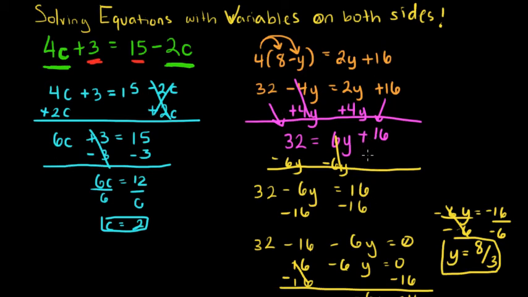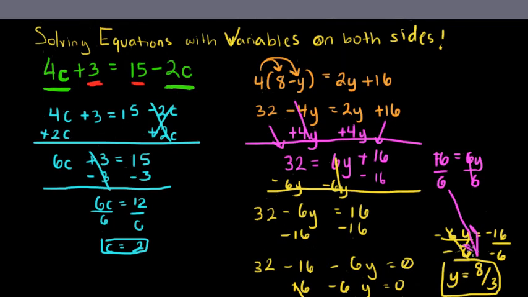I should have subtracted 16 on both sides here. And why is that? Because that means I would end up with 16 equals 6y. Divide by 6, and 8/3 would have been my answer. So I would have gotten the answer a lot faster if I had done that. So just to show you on that one.